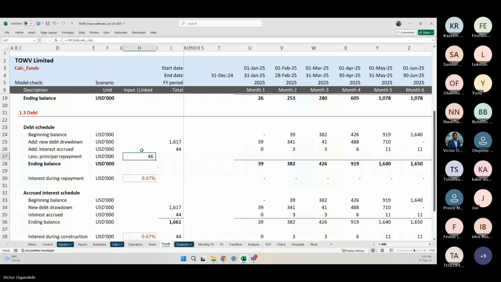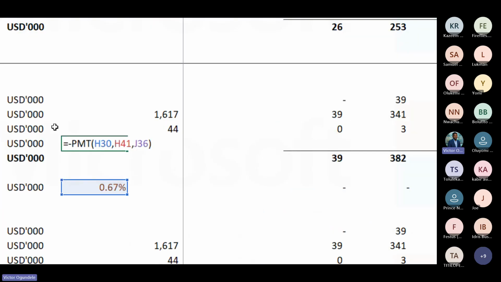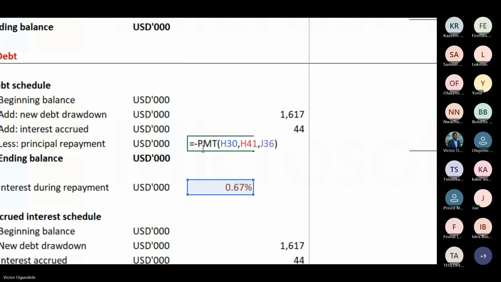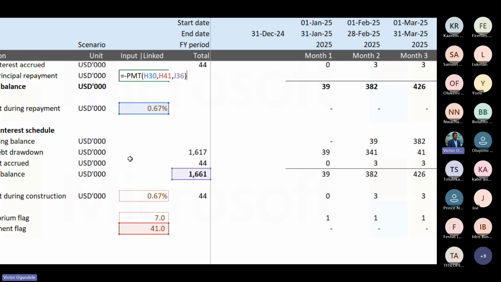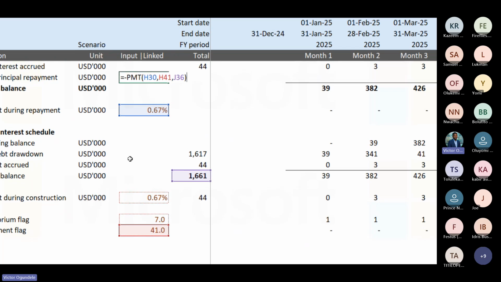So PMT is asking for the interest rate, which is the monthly interest rate, then the number of periods, which is our repayment period, 41 months, comma, and the value, which is 1661. That is our debt drawdown plus our accrued interest. Press enter.